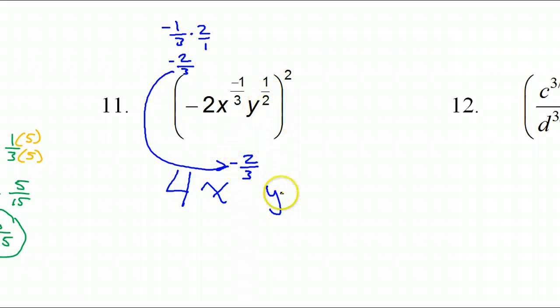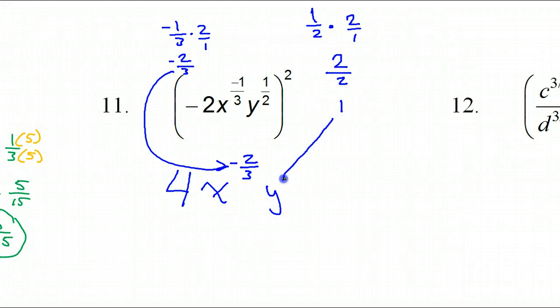And over here when I did the y, I saw that I have 1/2. So 1/2 times 2, again this is like 2/1. So 1 times 2 is 2. 2 times 1 is 2. 2/2 is 1. So that's why I put y to the 1 power, but we don't need the 1, so I just put y. So that is where all these things came from.